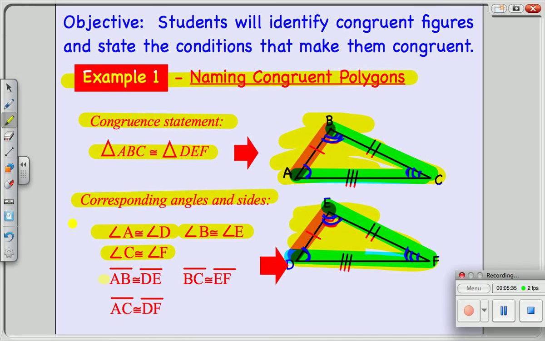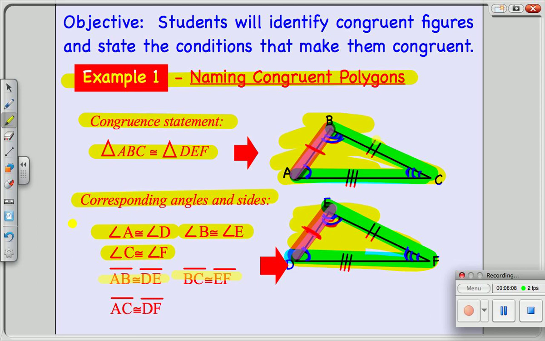So here, line AB is congruent to line DE. And how do I know? Again, Cynthia, I'm looking at these lines here. I have a mark here. Where else do I have one mark like that? Right here. That means those two lines are equal. Okay? They're congruent. And line BC is congruent to line EF.